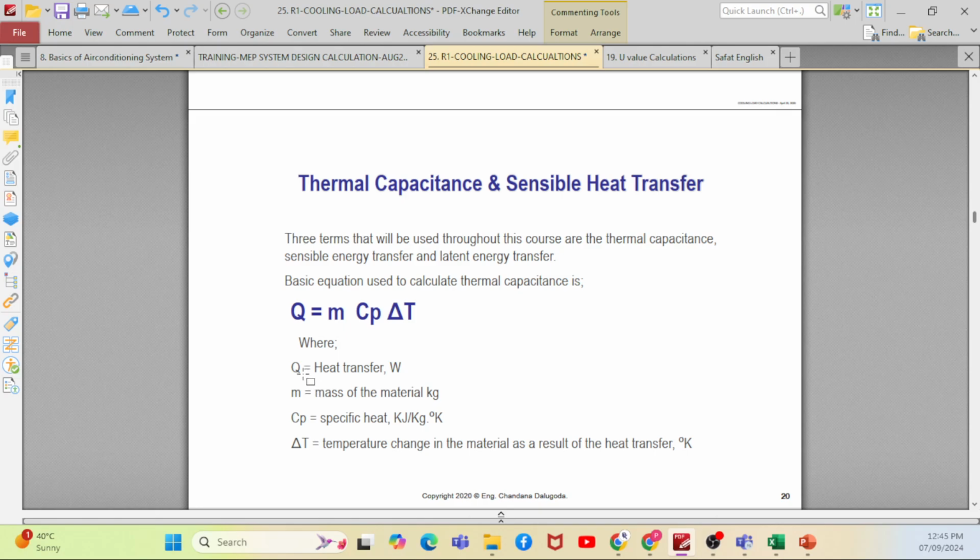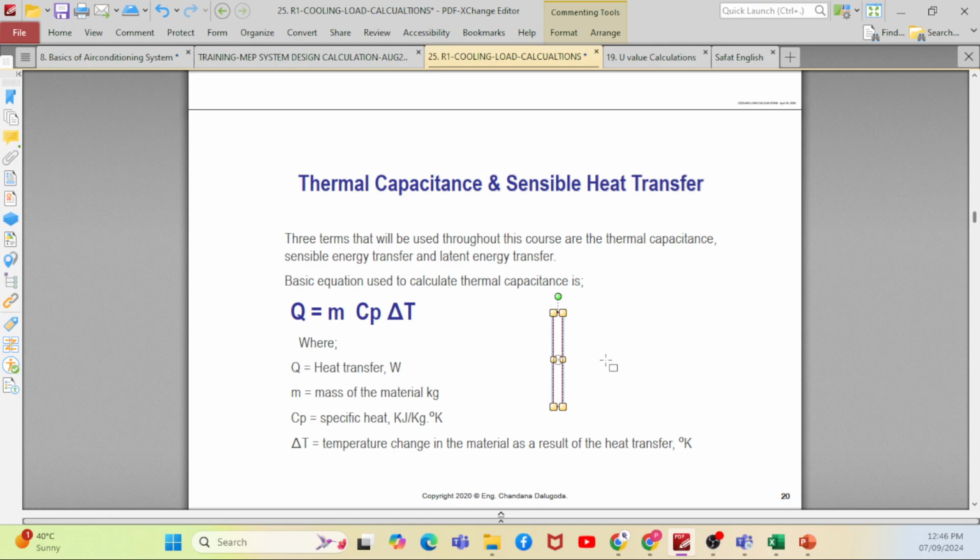You can see the equation: Q equal to heat transfer, m equal to mass of the material. Depending upon the material, your heat will change, right? If you are using concrete, your heat transfer will be different. If you are using brick, your heat will be different. If you are using a normal gypsum partition, your heat transfer will be different. So it depends upon the mass of the material, then the specific heat of that particular material, and the temperature change in the material as a result of heat transfer from external to internal.